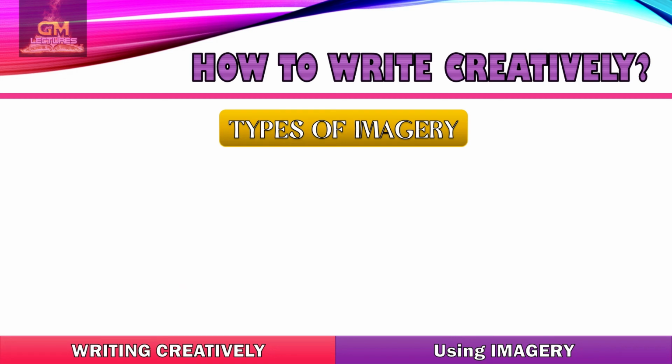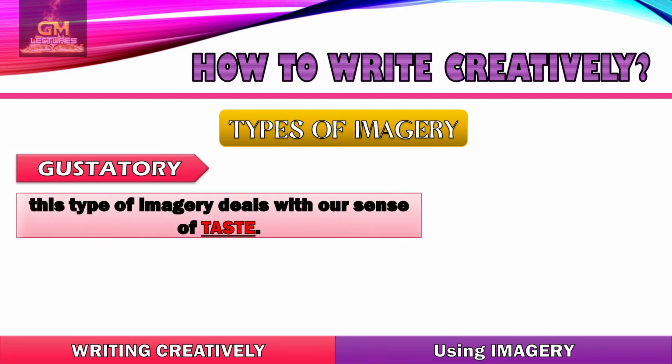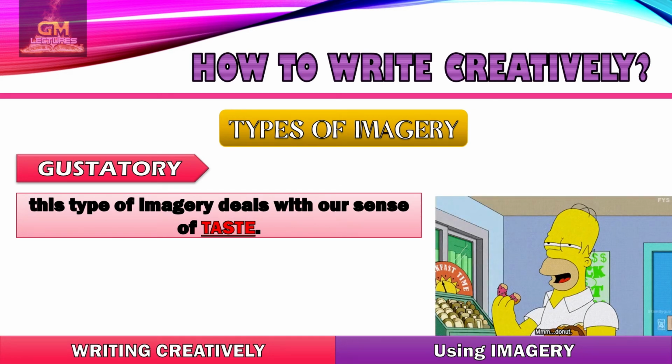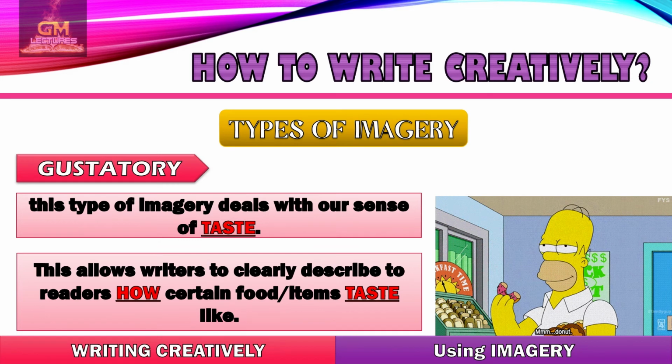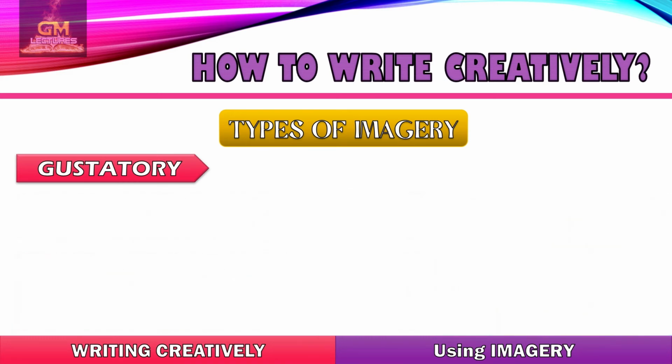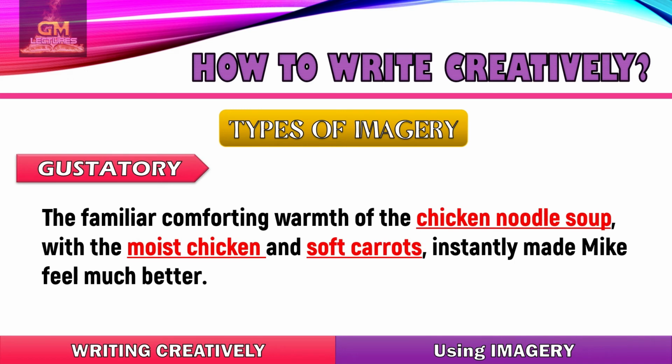The next type of imagery is gustatory imagery. Gustatory imagery deals with our sense of taste. This type of imagery allows writers to clearly describe to readers how certain food or items would taste like. For example, the familiar comforting warmth of the chicken noodle soup with the moist chicken and soft carrots instantly made Mike feel much better.